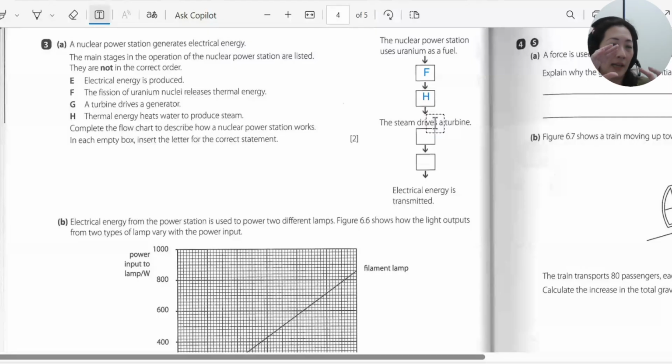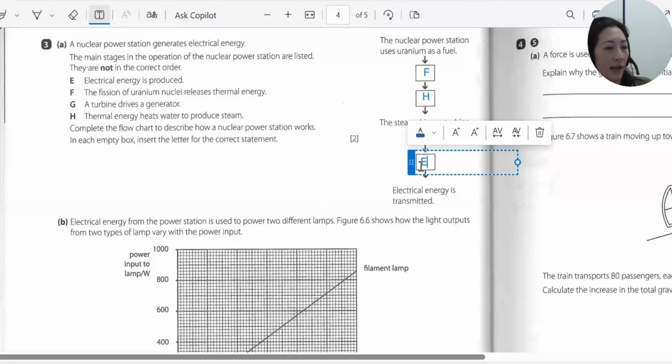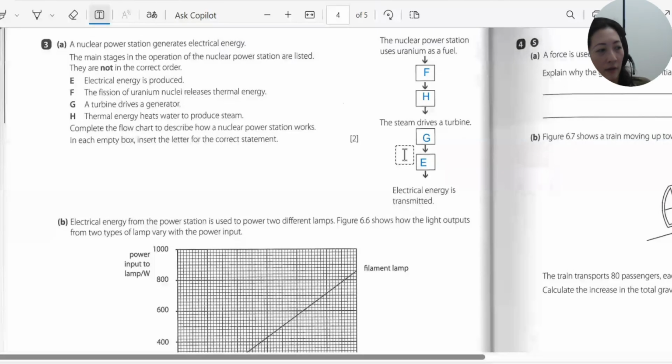The turbine is connected to a generator. The water boils and produces steam. The steam will then turn the turbine, which is connected to the generator. So the turbine next drives the generator. That's why the next answer here is G. And then once the generator is driven, you have electrical energy produced, which will then be transmitted. So that's the answer for question 3A.